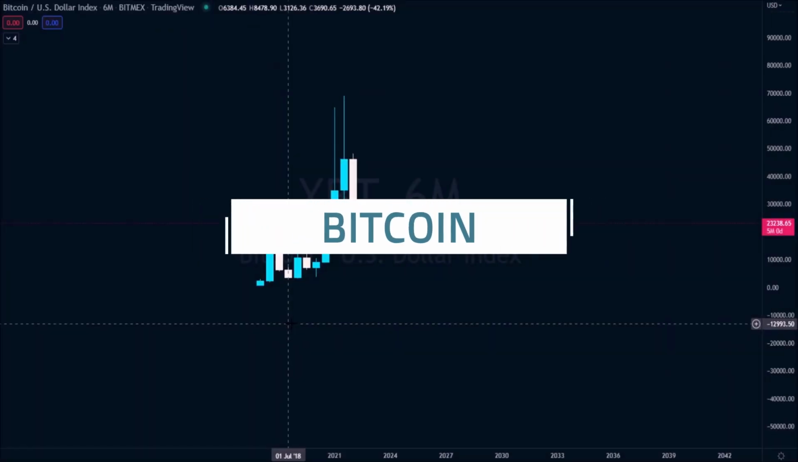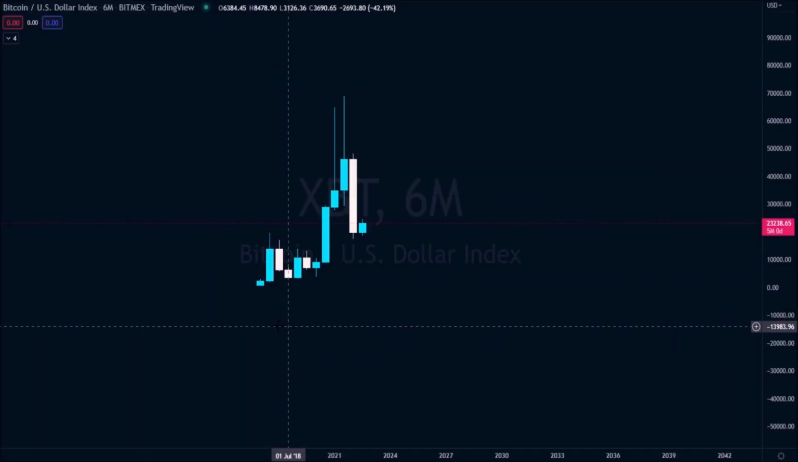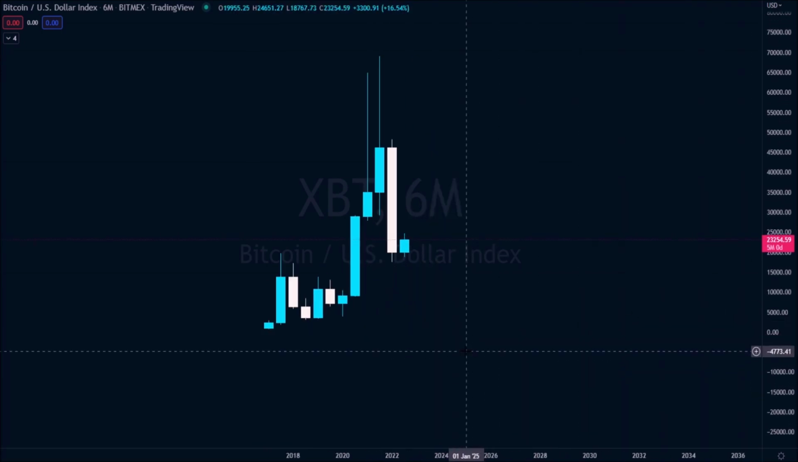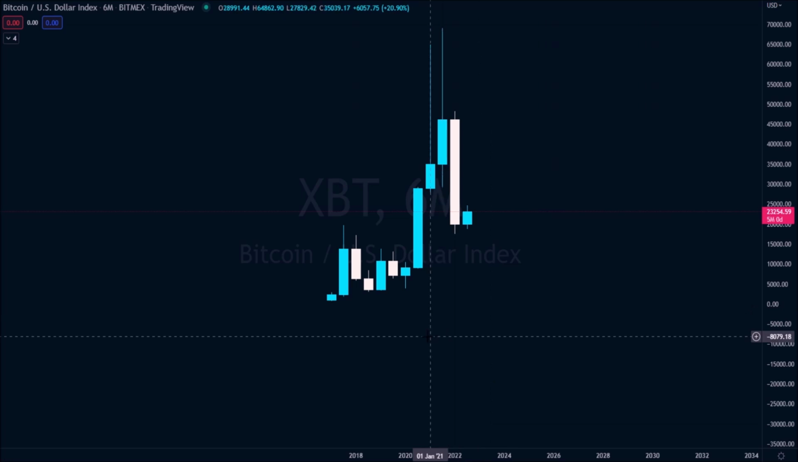Hello, okay, so I'm going to do something different today. I'm going to start off with the higher time frame charts and just map out Bitcoin, where I think it's going, and maybe there's a few opportunities. I'm going to put on the higher time frame levels that I'm watching.